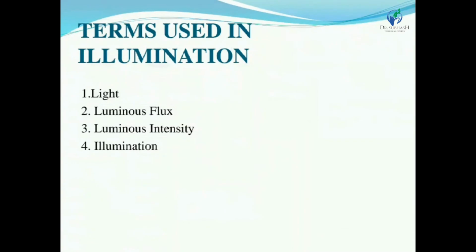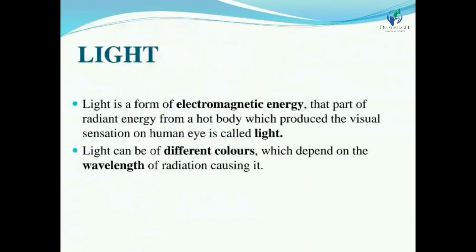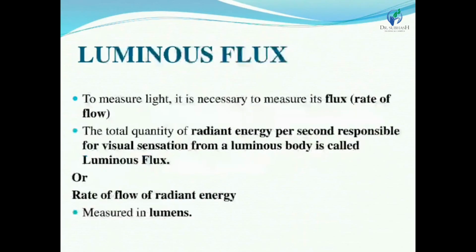Light, luminous flux, luminous intensity, and illumination. What do they mean? The first, light, is a form of electromagnetic energy. That part of radiant energy from a hot body which produces the visual sensation on human eyes is called light. Light can be of different colors, which depends on the wavelength of the radiation causing it.